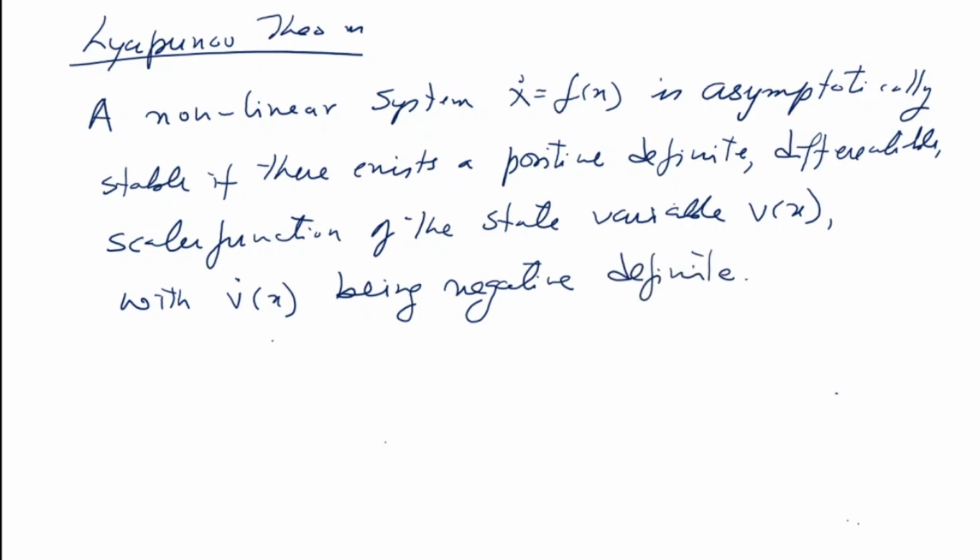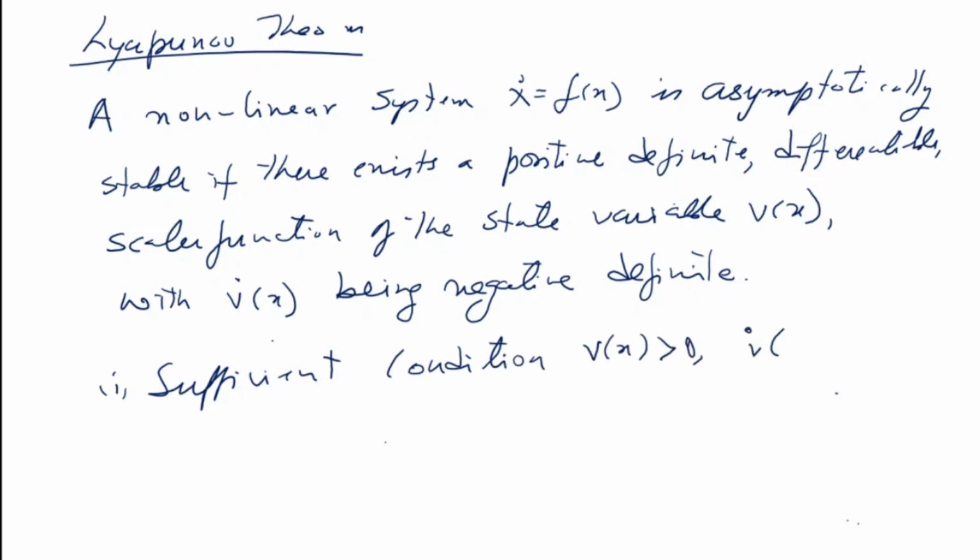So the Lyapunov theorem basically says a nonlinear system x dot equal to f(x) is asymptotically stable if there exists a positive definite differentiable scalar function of the state variable V(x) with V dot(x) being negative definite. Now, the sufficient condition is V(x) greater than 0 and V dot(x) less than 0. This is sufficient. If you find that V(x) is greater than 0 and V dot(x) is less than 0, then it is stable, no question asked. It is asymptotically stable, meaning it will come back to the origin.